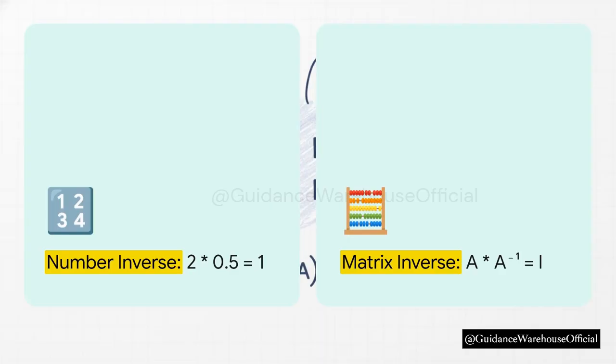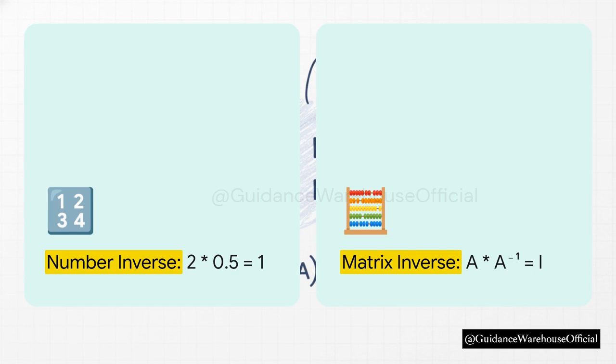Now that we know the real-world problem we're solving, let's build the math foundation. I know matrix math can look kind of intimidating with all those brackets, but think of it through a super simple analogy. It actually acts a lot like basic arithmetic. Think about a regular number, like 2. If you want to multiply 2 by something to get 1, you multiply it by its inverse, right? Its reciprocal, which is 1/2. 2 times 1/2 equals 1.